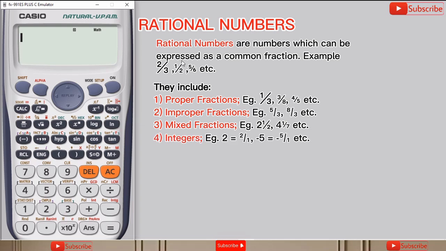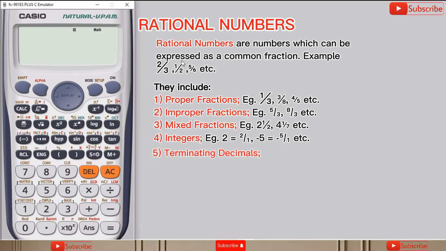Integers are also rational numbers. Integers are positive and negative whole numbers. So why are we saying that integers are rational numbers? For example, if you have the integer 2, 2 can be expressed as a fraction, which is 2 out of 1. And since 2 out of 1 is a fraction, we can conclude that it is also a rational number.